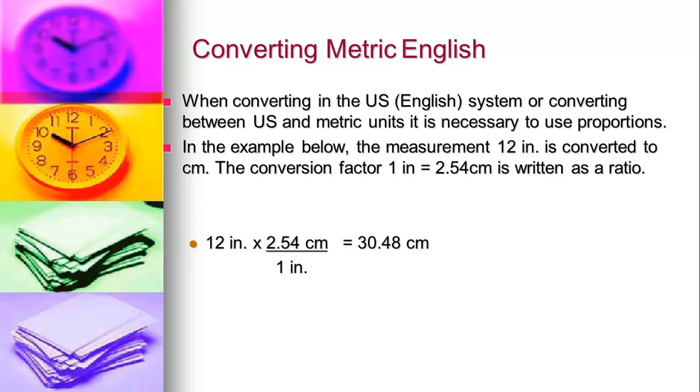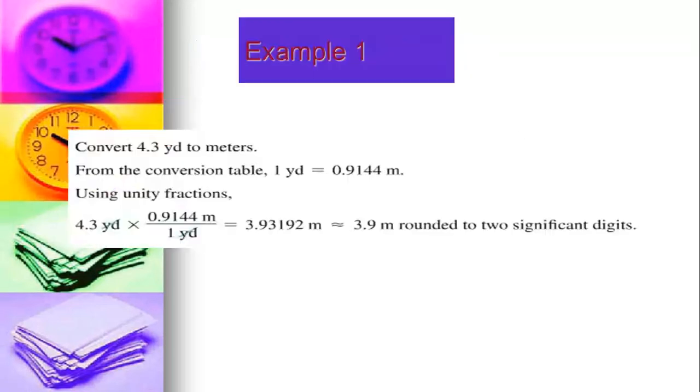So in the example below, the measurement 12 inches is converted to centimeter. So the conversion factor, kapag meron tayong 1 inch, that is equivalent to 2.54 centimeter and written as a ratio. So simply, yung 12 inches natin, multiply natin siya by 2.54 centimeter over 1 inch. Kasi nga, yung 1 inch ay 2.54 centimeter. And then, cancel yung inch. Then, multiply 12 times 2.54 and that is equals to 30.48. Then, write the remaining unit yung ating centimeter.